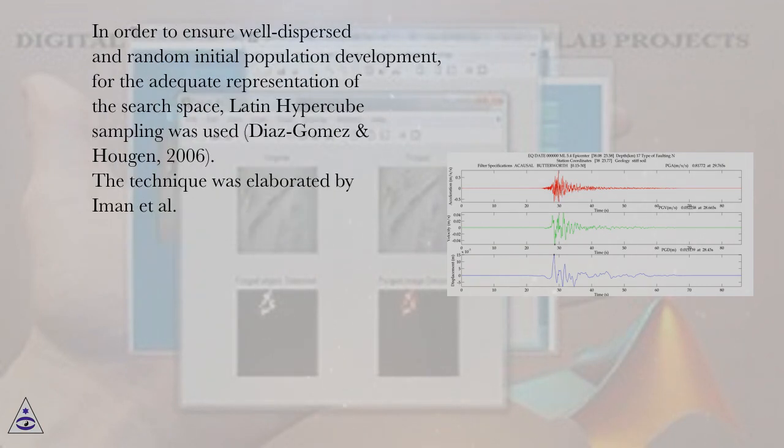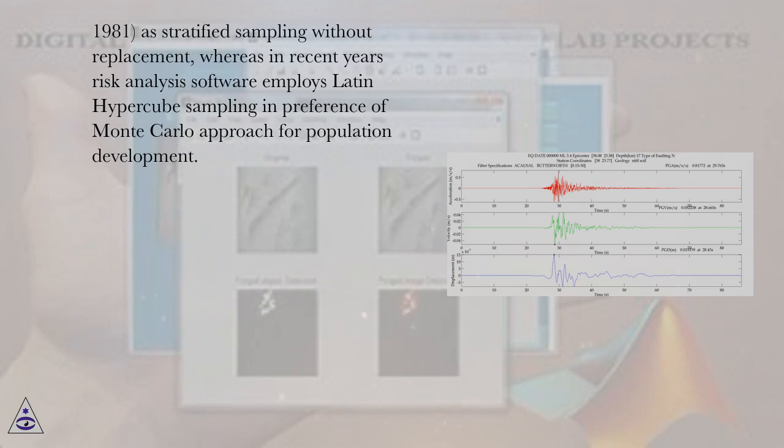In order to ensure well-dispersed and random initial population development, for the adequate representation of the search space, Latin hypercube sampling was used, Diaz, Gomez and Haugen, 2006. The technique was elaborated by Iman et al. 1981, as stratified sampling without replacement, whereas in recent years risk analysis software employs Latin hypercube sampling in preference to the Monte Carlo approach for population development.